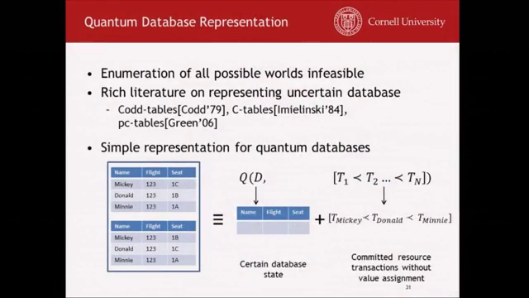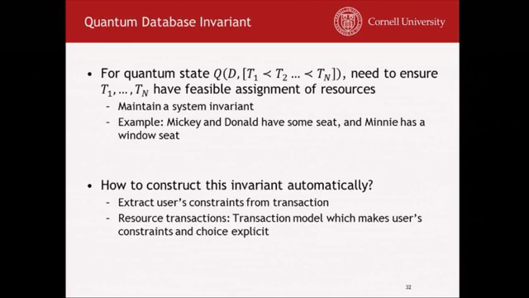So what we do is we partition the quantum database into two parts, one which is deterministic, and the other which is a sequence of transactions which have committed, but whose seat assignment or whose value assignment has not taken place. Because these transactions are already committed, the quantum database needs to ensure that there is a feasible assignment of resources. We do not want Mickey to be in a situation where the transaction has already committed and later you see that, well, I don't have a seat for you anymore. So we need to maintain some sort of a system invariant, a logical formula which would guarantee that this sequence of transactions can always execute.